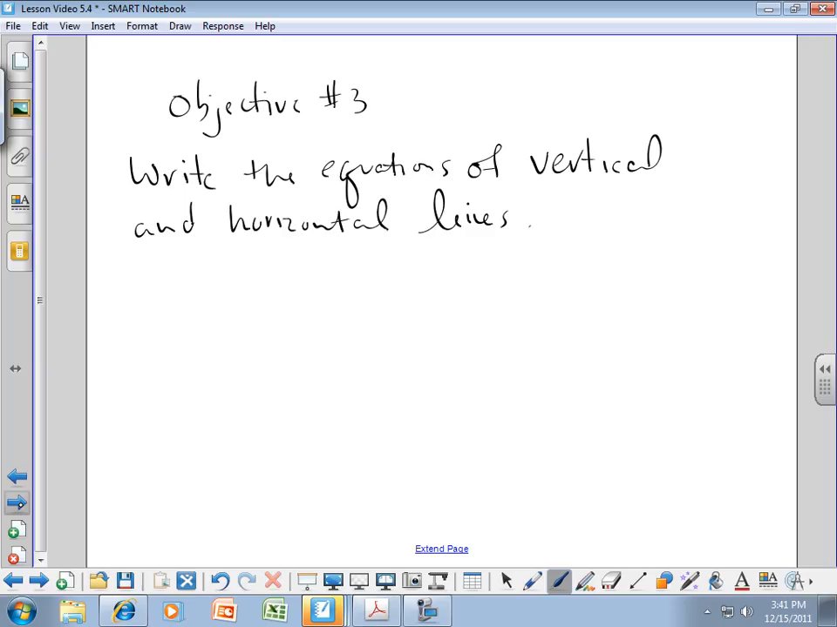All right. One last thing that they want you to do in this section is they want you to write the equations of horizontal and vertical lines. And so they might give you a graph, and they might say, okay, here's a point. Let's call it negative 10, 5. And let's say that there's a horizontal line that runs through that, and there's a vertical line that runs through that. So let's just call that negative 10, 5.